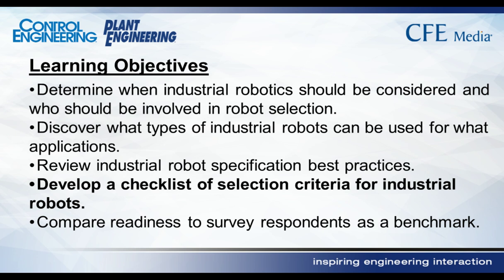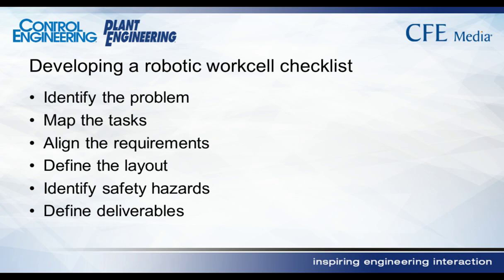So to cover developing a checklist of selection criteria for industrial robots, we're going to get into some specifics in what goes into the industrial robotic specification. So when you're developing a robotic work cell, there's a good checklist to use, which is identifying the problem, mapping the tasks for that problem, aligning these requirements, defining the layout of the cell, identifying any and all safety hazards associated with the cell, and defining the deliverables that are required to make this a successful endeavor.